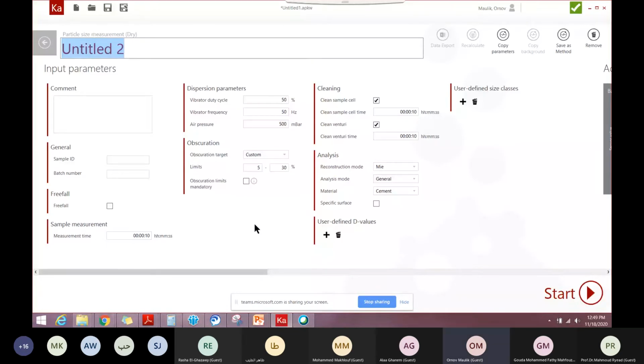So you can see we have different parameters in this case. When we consider a dry mode, we are basically dealing with the vibrator duty cycle and vibrator frequency instead of sonication, because in both cases our primary goal is to remove the agglomeration that is present in the powdered particles, for example in the case of cement or any sort of pharma samples.